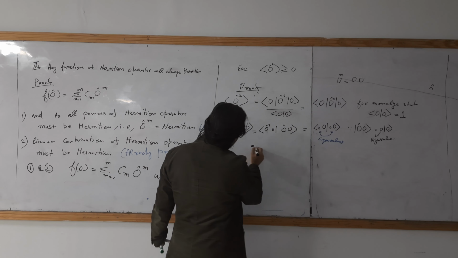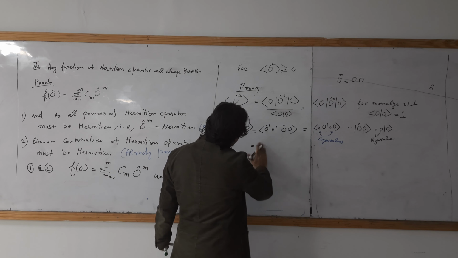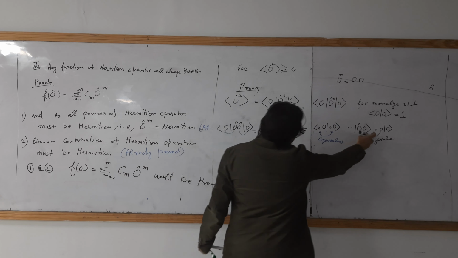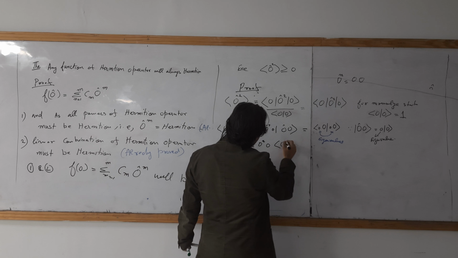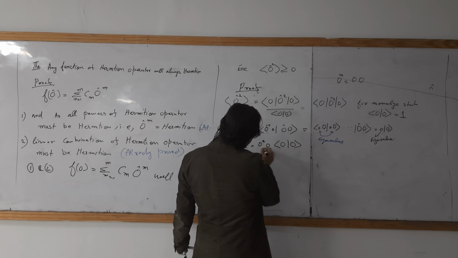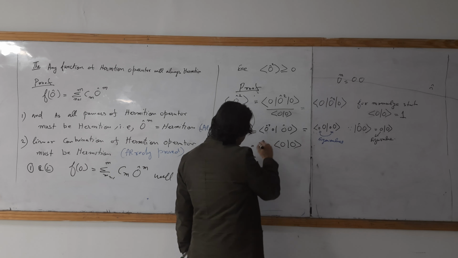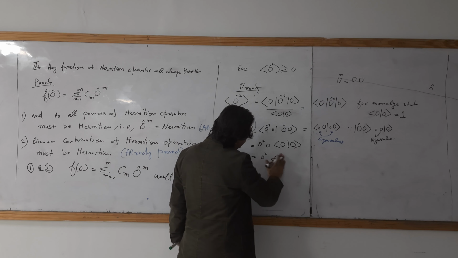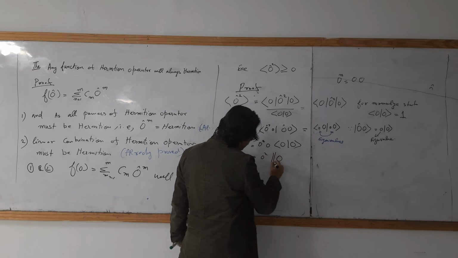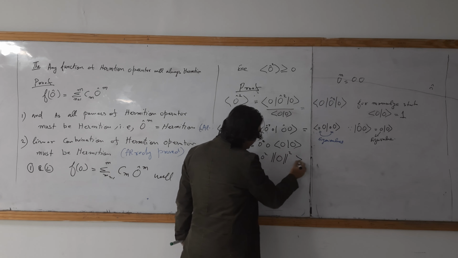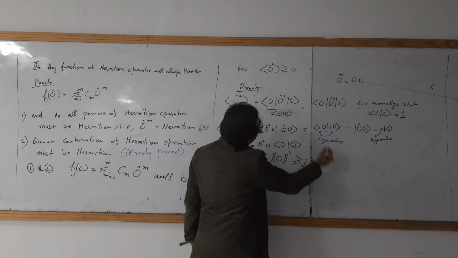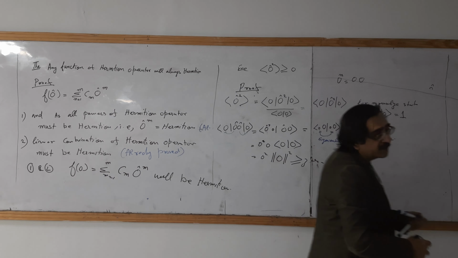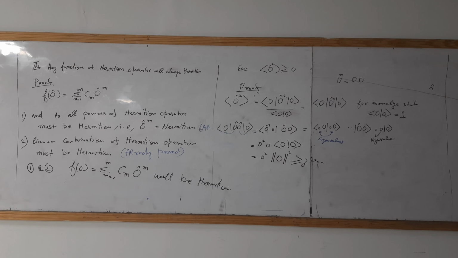If it comes from the bra, that will be the complex conjugate of o, and this will be real. And you will get O dagger O, and what will that be? That will be o squared, the magnitude squared. The square is always greater than 0, so that will be greater than or equal to 0; a magnitude squared can never be negative.